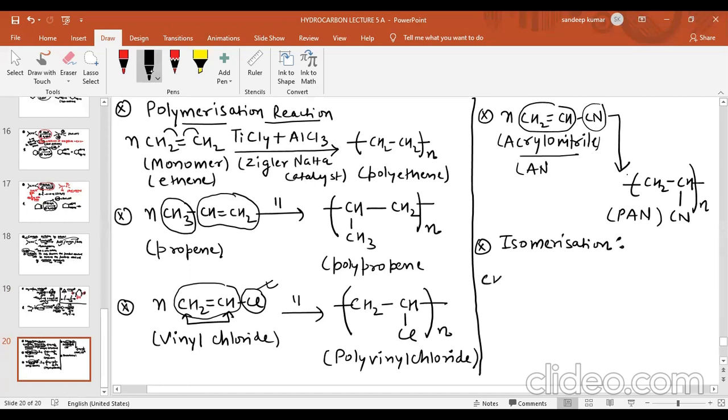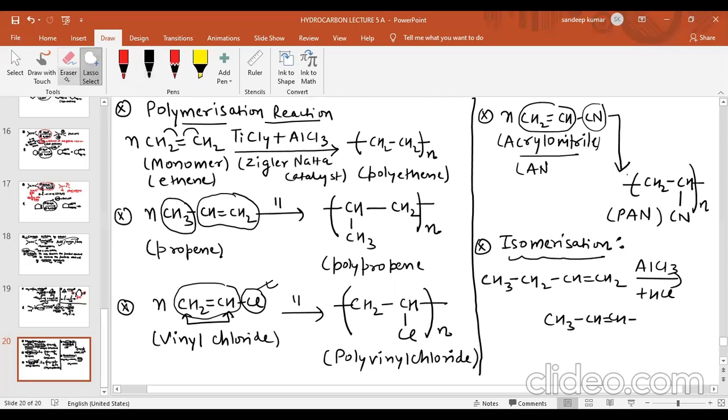If the compound is given like this, CH3, CH, CH3, CH2, CH double bond CH2, in presence of AlCl3, isomerization reaction will take place. So isomer will be formed like this. This pi bond will shift in between these two. So one of the isomers possible is CH3, CH double bond.